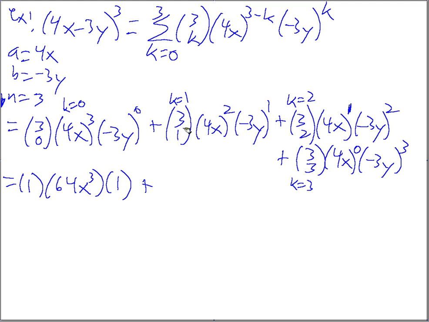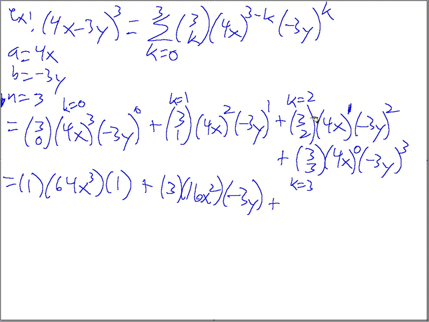Plus 3 choose 1 is going to be 3. You punch it into the calculator, nCr. 4x squared is going to be 16x squared. And negative 3y to the first power is simply going to be negative 3y. Alright, this is the second term.